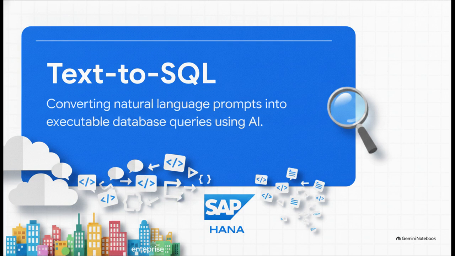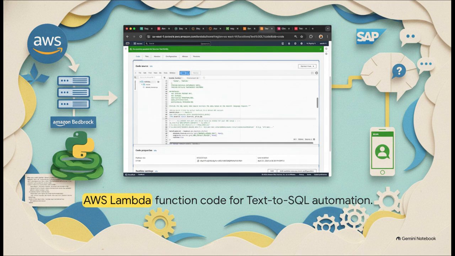And why is an API endpoint the ultimate goal? Because it allows this entire intelligent workflow to be integrated directly into existing enterprise apps. You could hook this up to a Slack channel, internal business dashboards, or even custom software. Any application can send a question, and the API will translate it to SQL, run it against SAP HANA, and return the answer securely.